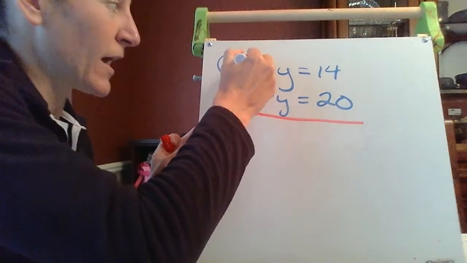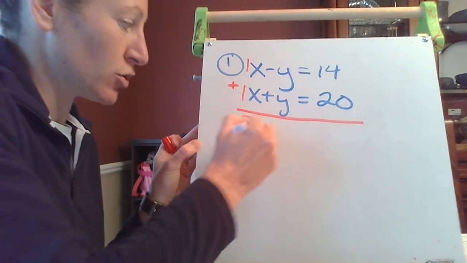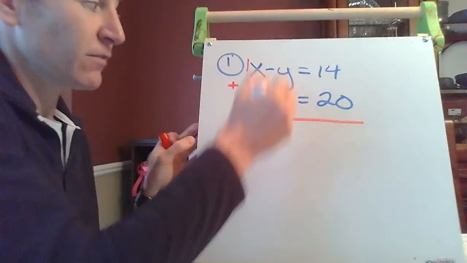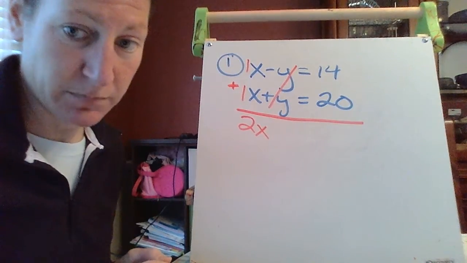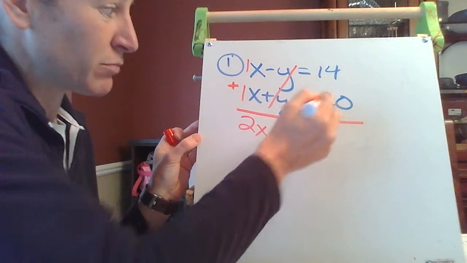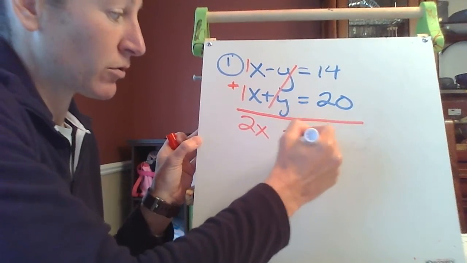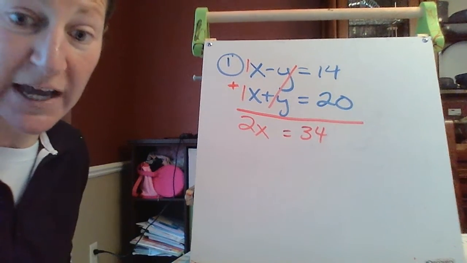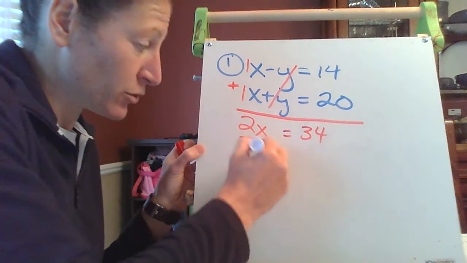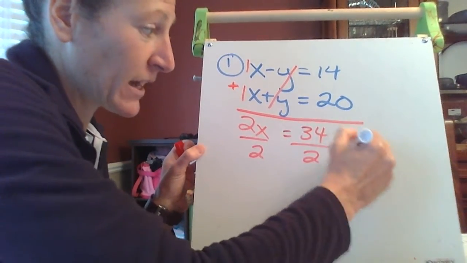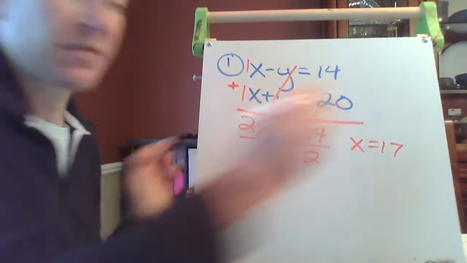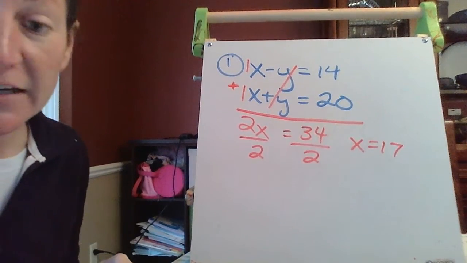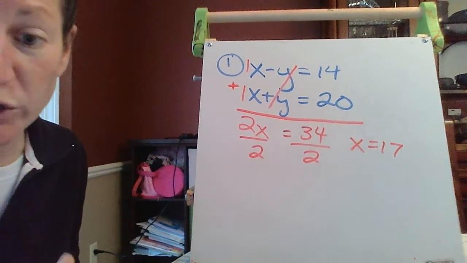Well, if I add 1x plus 1x, I get 2x. If I have negative y and positive y, those cancel out. If I add 14 plus 20, I get 34. So I've created a new equation in terms of only x's. I divide by 2, so I get x equals 17. And that is the first part of my answer. It is my x coordinate for my solution.